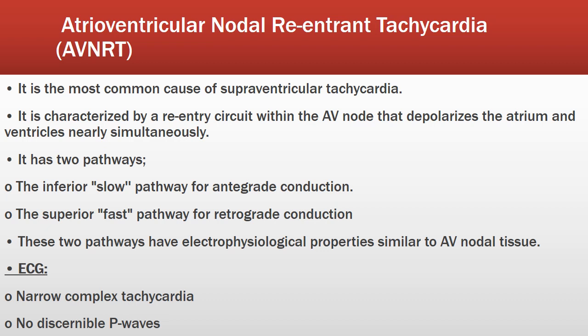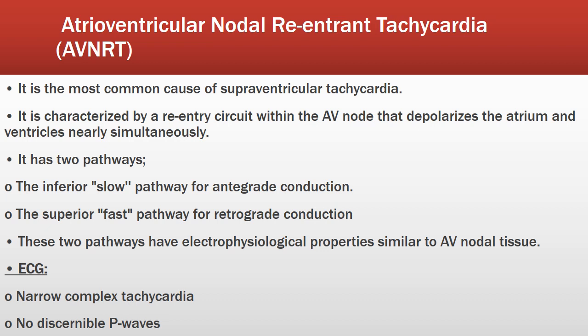AVNRT is the most common cause of supraventricular tachycardia and it is characterized by a re-entry circuit within the AV node. It depolarizes the atrium and ventricles nearly simultaneously, and it has two pathways. The inferior one is the slow pathway for antegrade conduction from the AV node to the ventricles. However, the superior pathway is the fast pathway for retrograde conduction, that is re-entering the atria via the AV node.